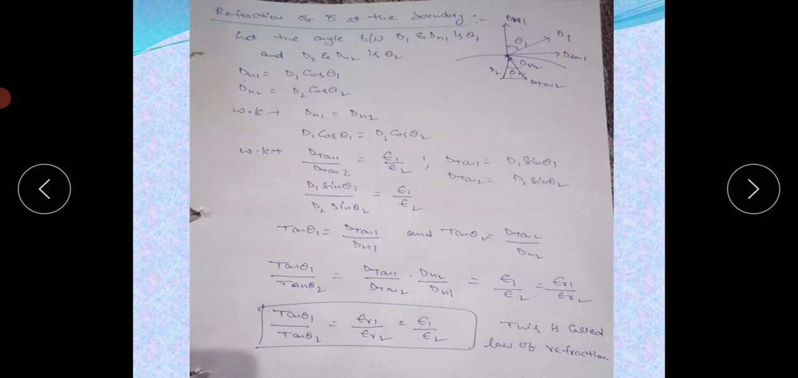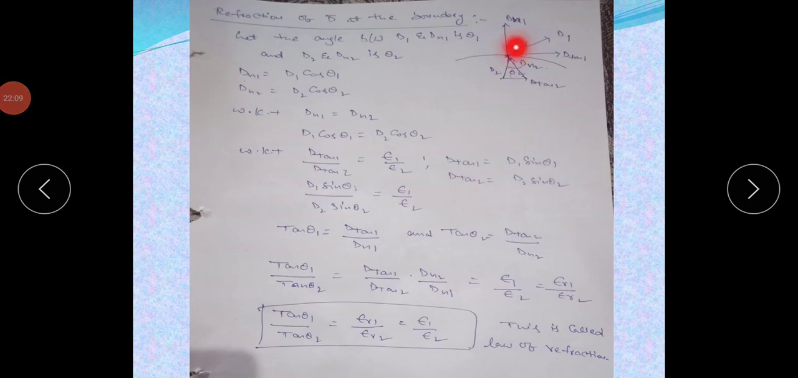So next, the last one: the refraction of D̄ at the boundary. This is the boundary line, the second material and the first material. Refraction means here D2 in the second dielectric material and D1 in the first dielectric material. While D2 enters the first material, it changes its direction.